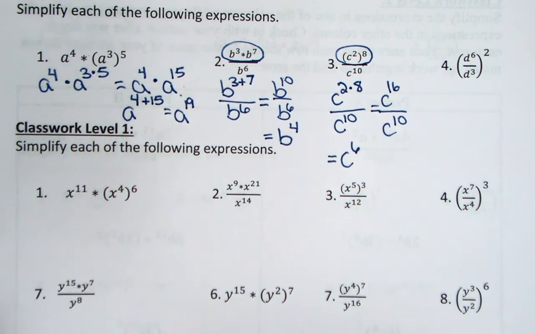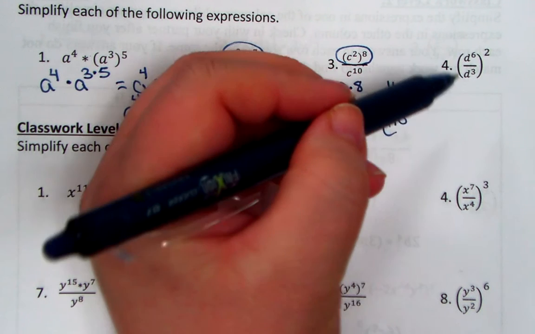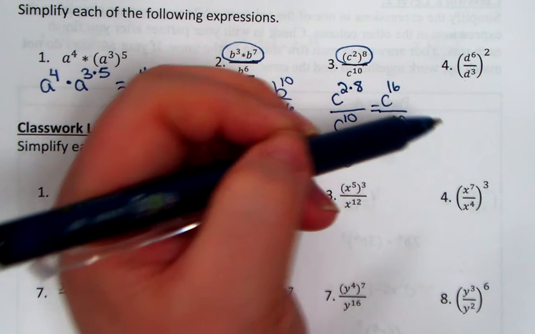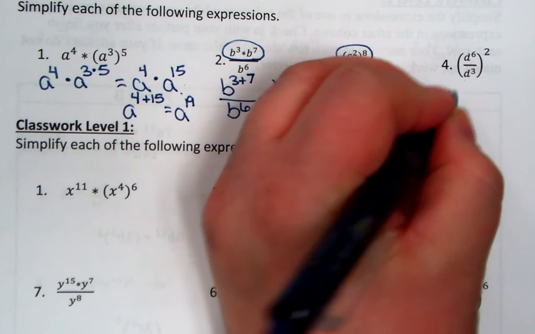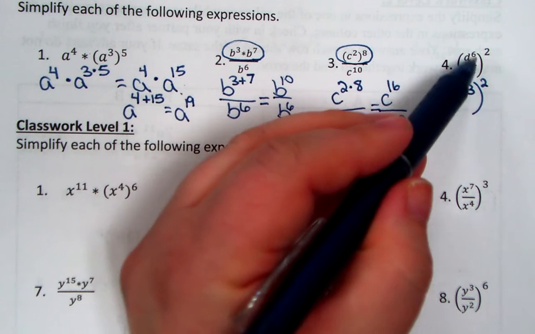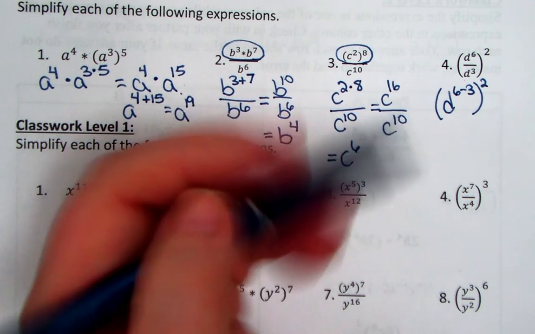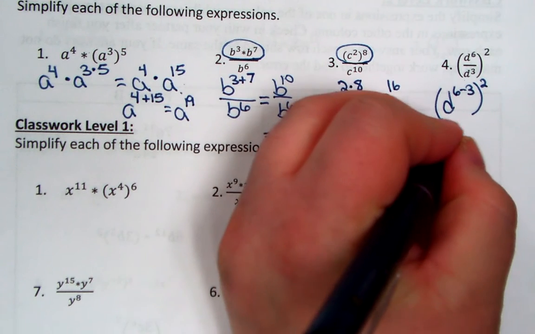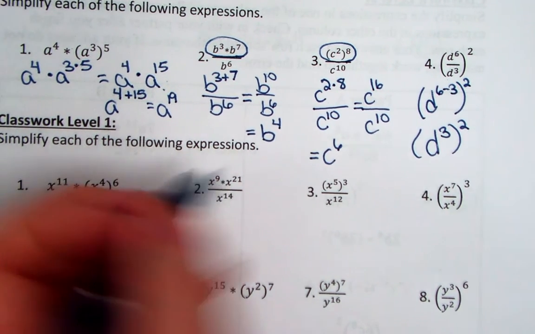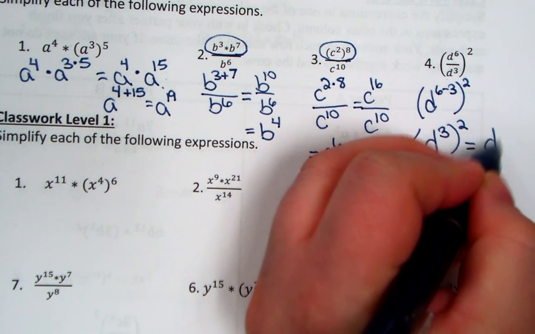Last one for Level 4. Take care of your parentheses first. So inside of these parentheses, I can simplify the exponents by subtracting them because the bases are being divided. So I have d to the 6 minus 3, squared. And I took the big number minus the small number, and I put it where the bigger number was. So 6 minus 3 is 3. And squaring it, which means now I have to multiply those exponents. So I have 3 times 2, which is 6.